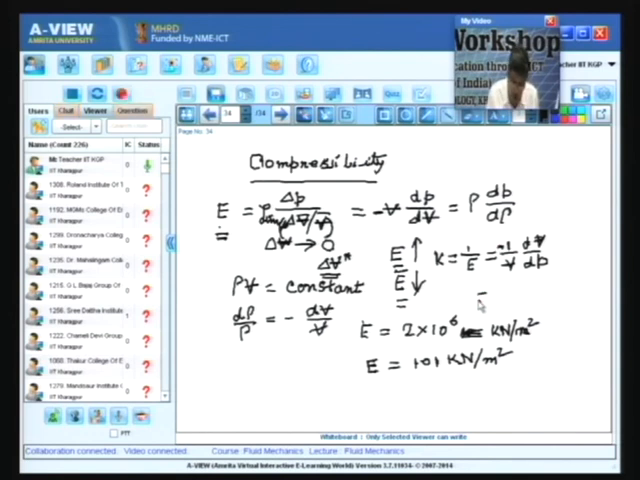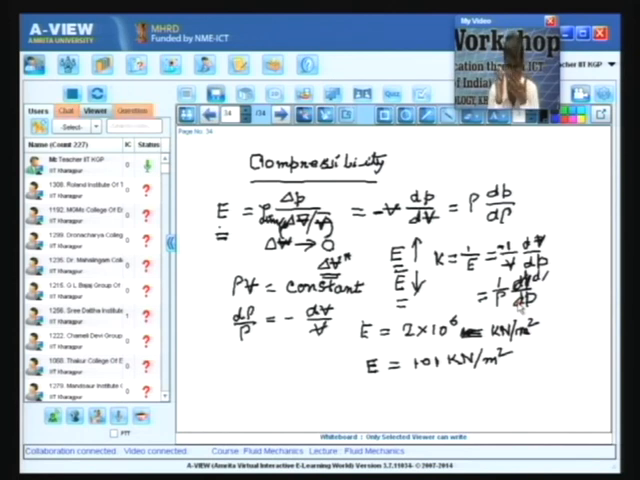Or, equal to just the reciprocal of that, 1 by rho d rho dP. So this is the definition of compressibility, that is, the reciprocal of the bulk modulus of elasticity.